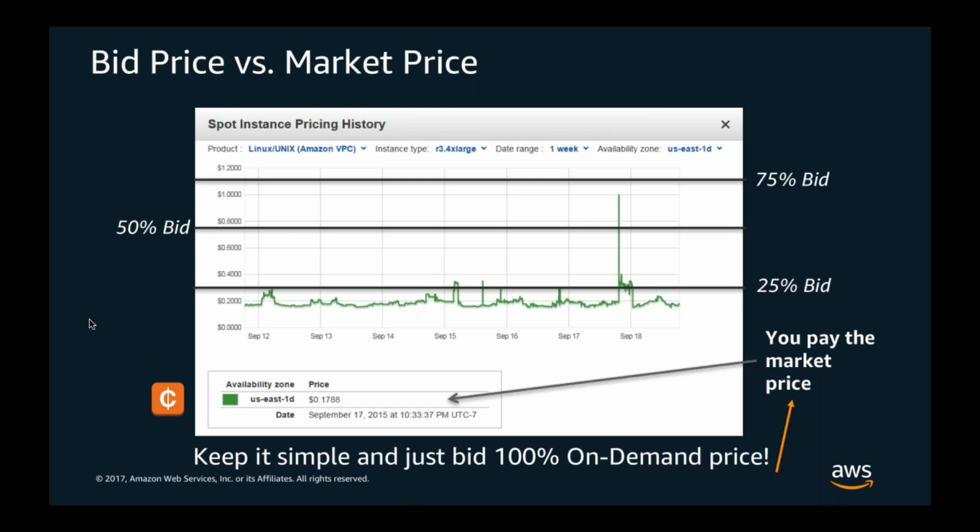So that bid price, especially in relation to bidding equal to the on-demand price, that's how much wiggle room you have for the spot market price to fluctuate. If at any point that green line were to exceed your bid price, again, your instance would either be stopped or terminated, depending on what you've chosen.